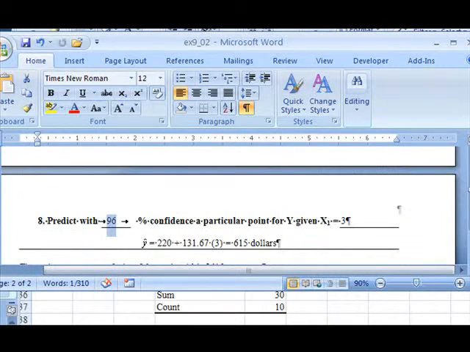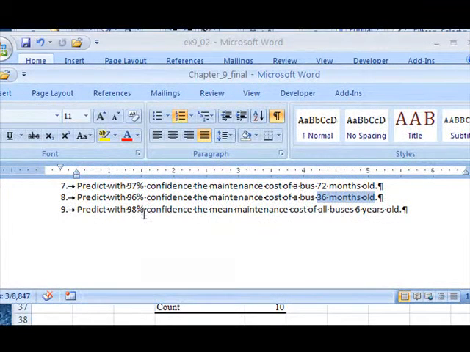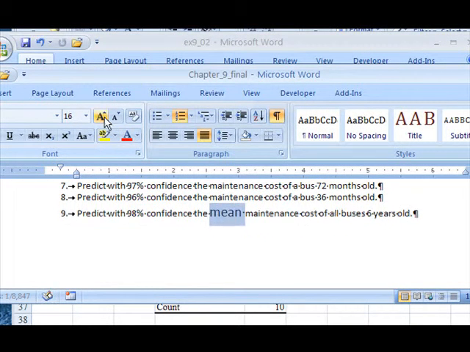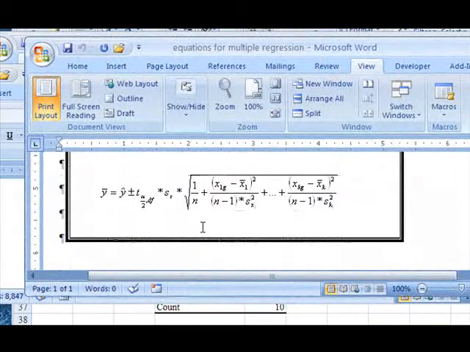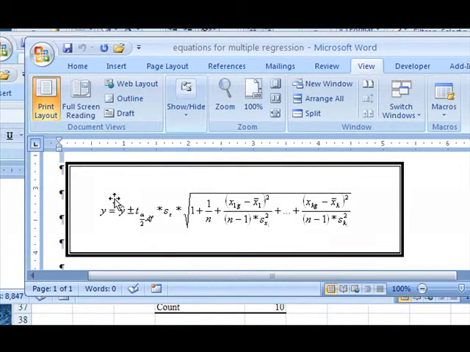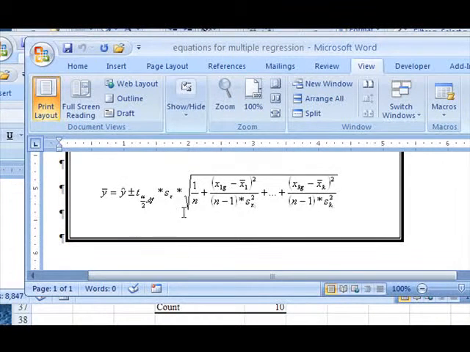And finally, question number 9 says predict with 98% confidence the mean maintenance cost of all buses. Now mean, as soon as you see mean there, that's telling you that we need to use the y bar equation. There's no question about it, and it doesn't depend on whether it is within or not within the sample range. As soon as it says mean, we're going to use the y bar. And notice that it is very similar to the long equation for y, except that it doesn't have the 1 plus inside the square root. So now you know how to compute these.